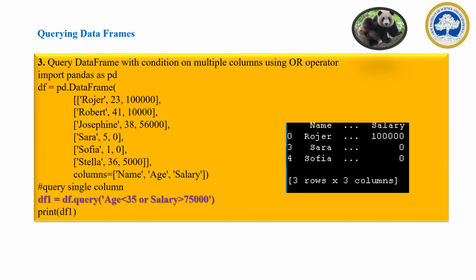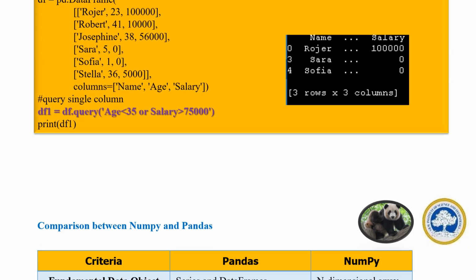Query the data frame with a condition on multiple columns using an OR operation. OR operation means age less than 35 or salary greater than 75,000. Age less than 35 means Roger will come, and another one will be 5, 1, these two also will be less than 35, but the salary condition alone will be greater. So you can use the AND operation, you can use the OR operation.